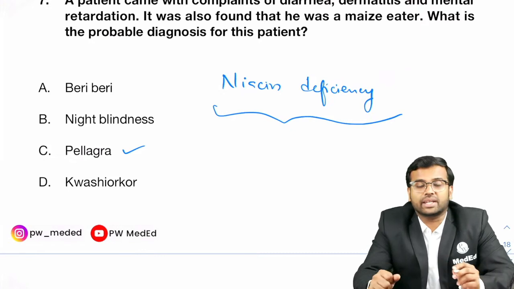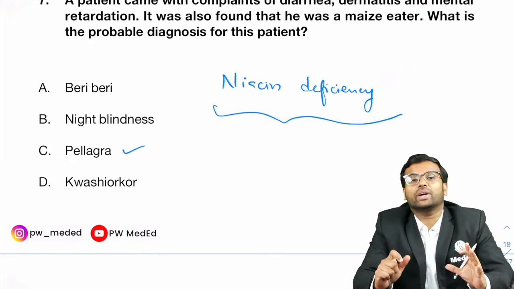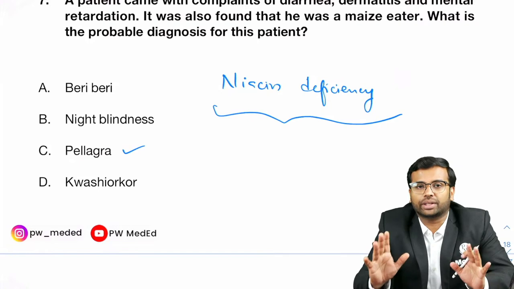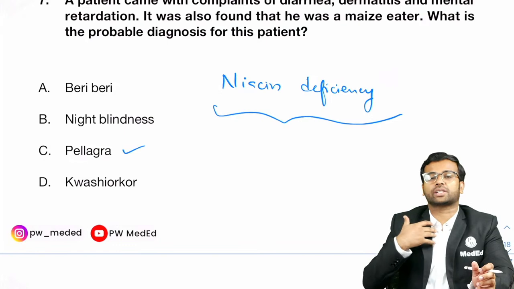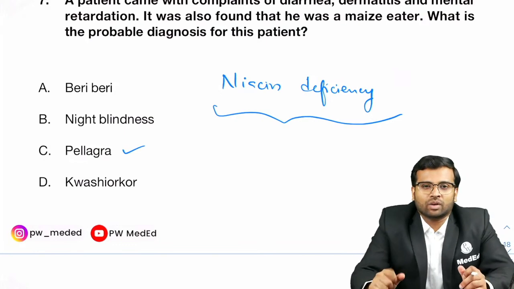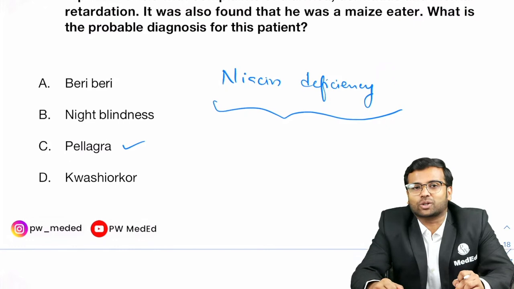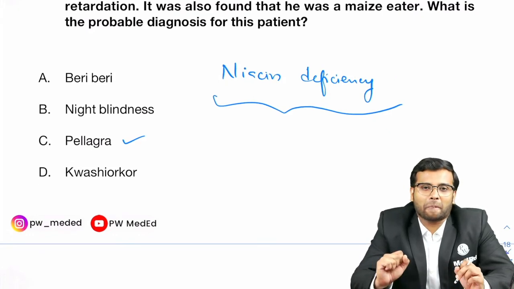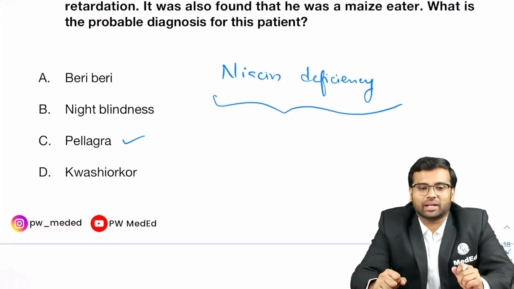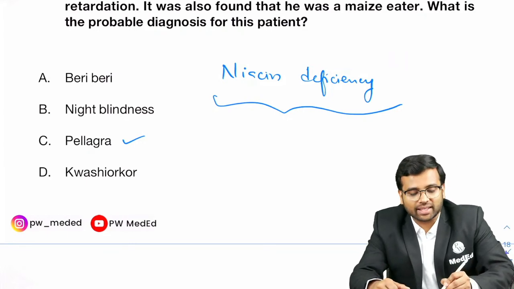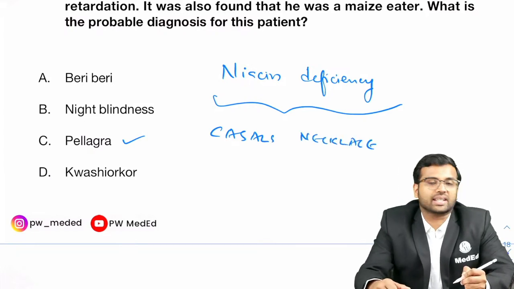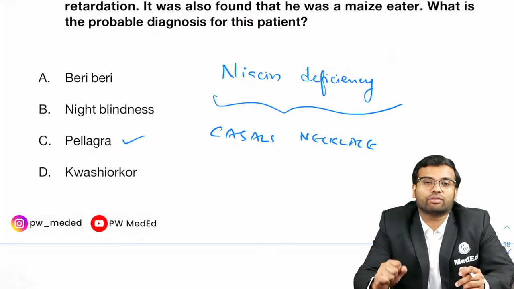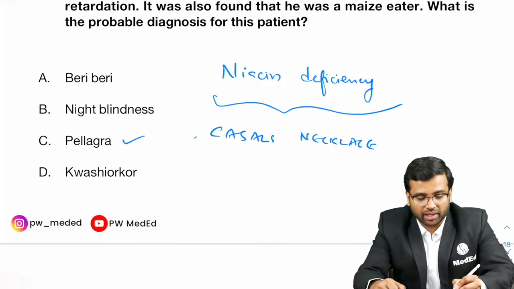Now, what are the very important skin findings? For example, on the day of the exam, if you get an image where a patient has a photosensitive rash over the neck area, which looks like a necklace, what is it called? What are the skin findings that you see in pellagra? Yes, this is called Kessel's necklace. So this is one of the very important findings that you can see in pellagra.